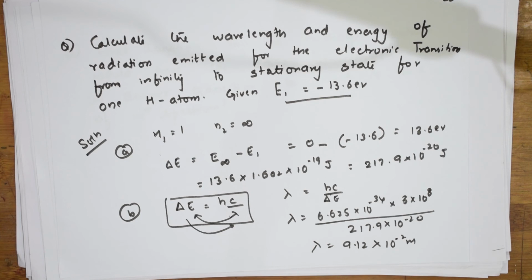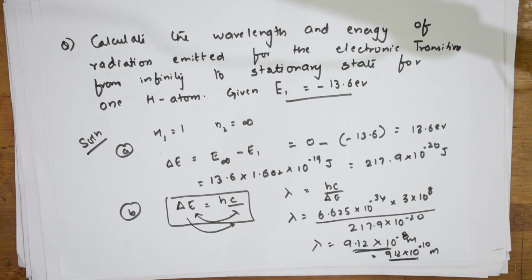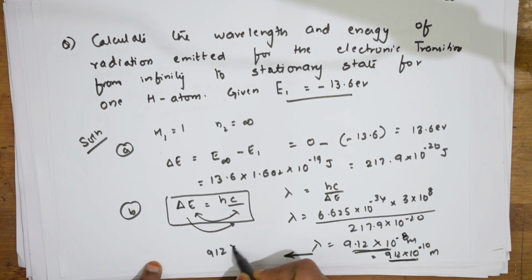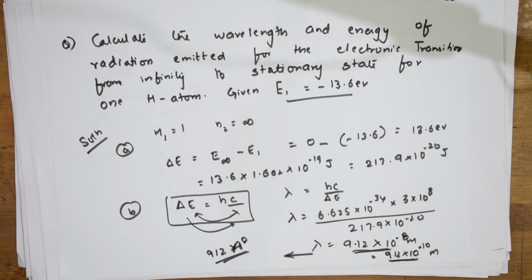That's fine. Further, you can simplify this by shifting the decimal. You can write it as 912 into 10 raised to the power of minus 10 meters. Okay, this is 10 raised to the power of minus 8, not 2, I'm sorry, 8. So you shift this, you get 10 raised to the power of minus 10. This is one answer. How can you write it further? You can also write it in angstroms, because 1 angstrom is 10 raised to the power of minus 10 meters. So this becomes 912 angstroms. This is the answer. So this is in meters, further simplified, and I have written it in angstroms also, right?